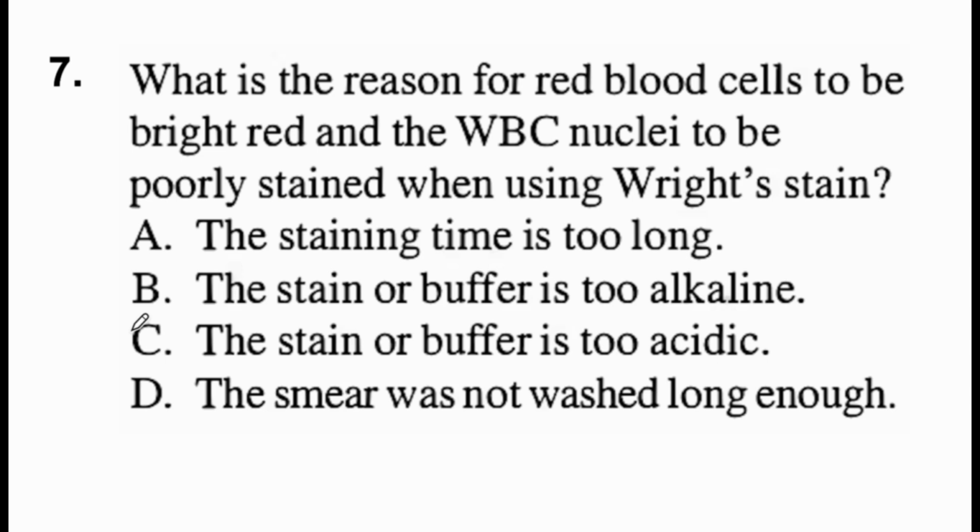Number 7. What is the reason for red blood cells to be bright red and the WBC nuclei to be poorly stained when using Wright stain? The answer is C. The stain or buffer is too acidic. This is a classic staining problem. When the stain or buffer is too acidic, pH less than 6.4, the acidic eosin component (red) dominates and the basic methylene blue component (blue) is inhibited.